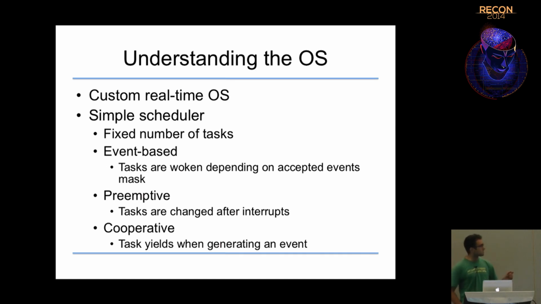So yeah, I said there is no operating system. This is not completely correct. They have a kind of operating system inside, but it's very small. It's a real-time operating system with a simple scheduler. You have a fixed number of tasks. It's event-based. Each task has an event mask that it can set, and when you transfer control to another task, you can send an event. It's also preemptive, so tasks can be changed after interrupts, but it works mostly cooperatively, so tasks change by yielding to another.